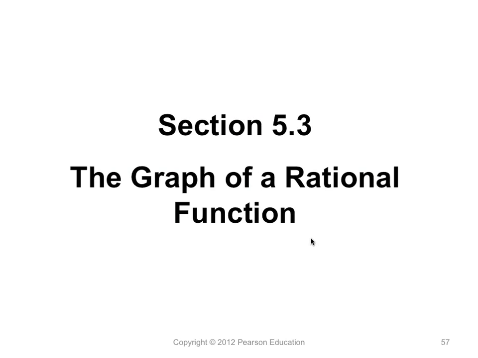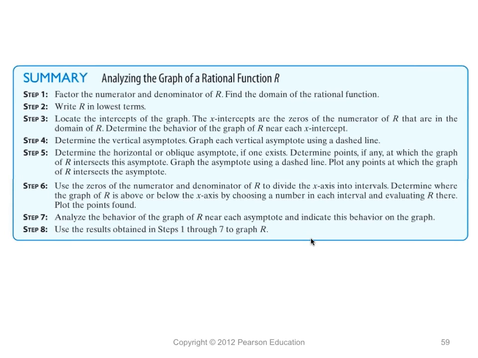So section 5.3 talks about the graph of a rational function. There are several steps that we need to take in order to be able to look at a function and graph it. So it's really important that you're comfortable with these steps. Typically in MyMathLab, they're going to guide you through it by asking you question by question, but you do need to know how to find each of them, okay?